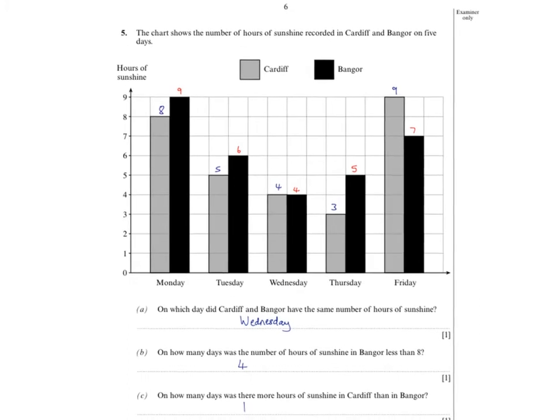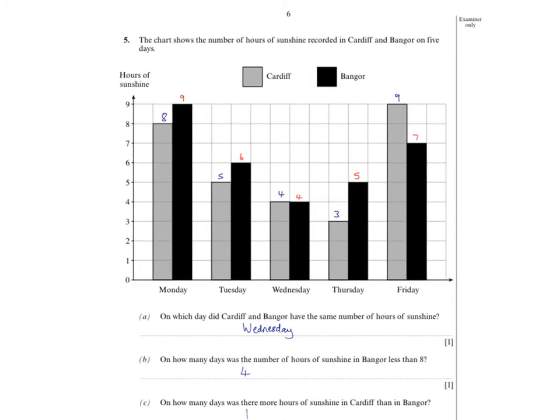The next one says, on how many days was the number of hours of sunshine less than 8? Now, less than 8 doesn't include 8, so it would be 1, 2, and 3. So there's a mistake there in the answers. That should be 3. Okay.